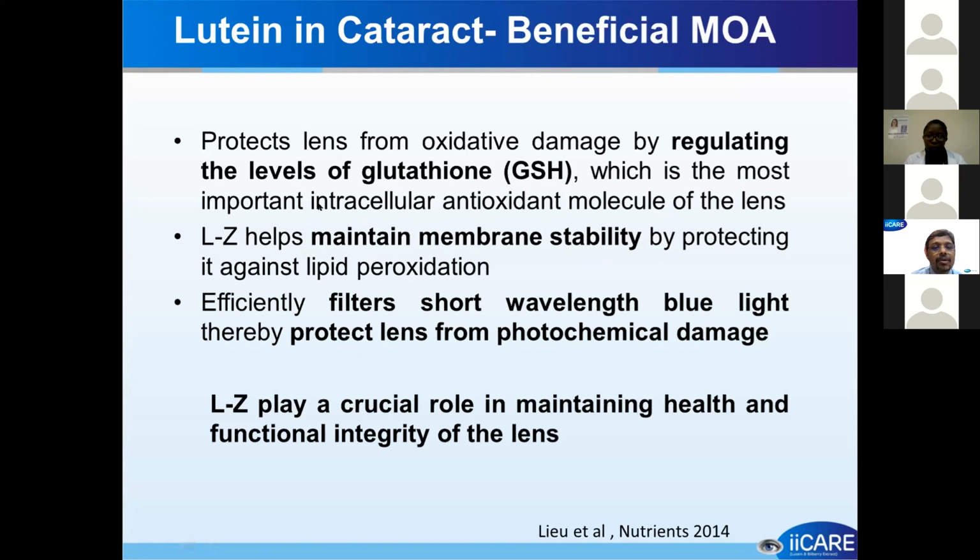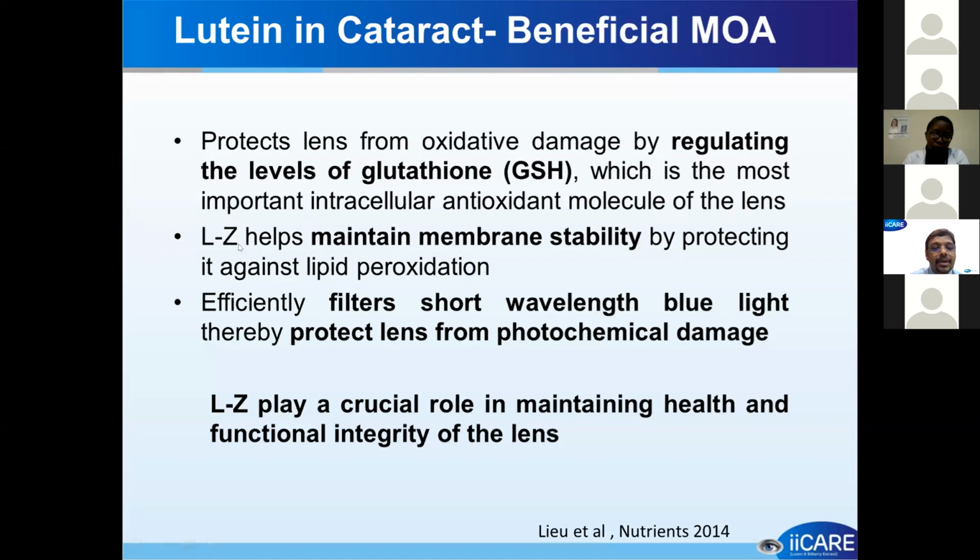We can see here the basic mechanism by which the lutein can help. It basically helps to control the oxidative damage and spare the internal antioxidant strength, that is glutathione. That is one of the important mechanisms, because this GSH, glutathione, is the most important intracellular antioxidant molecule in the lens. And here, the lutein plays a very key role in sparing or regulating the glutathione.